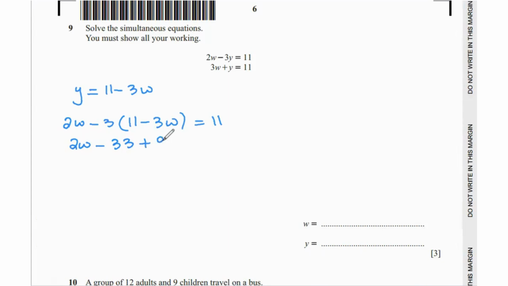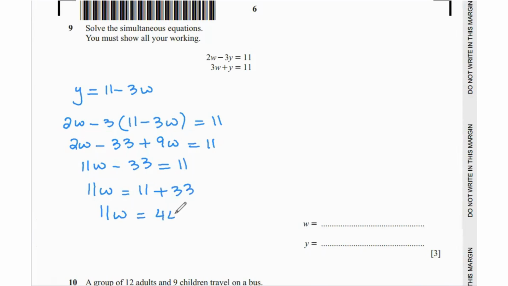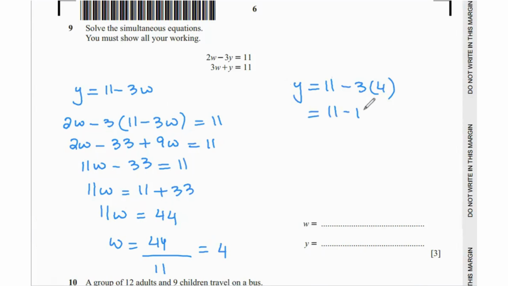Negative 33 plus 9w equals 11. 2w plus 9w is 11w minus 33. Take the 33 to the other side. So 11 plus 33, that's 44. W equals 44 divided by 11, and that is 4. Now y is going to be 11 minus 3 times 4, which is 11 minus 12, and that's negative 1. So when w is 4, y is negative 1. You can also use the elimination method over here. That's also fine, but pick the method that you think will save time and reduce your chances of error.